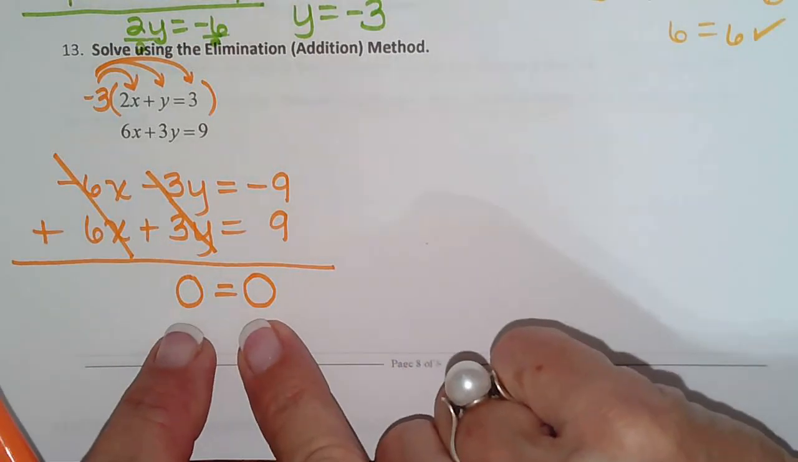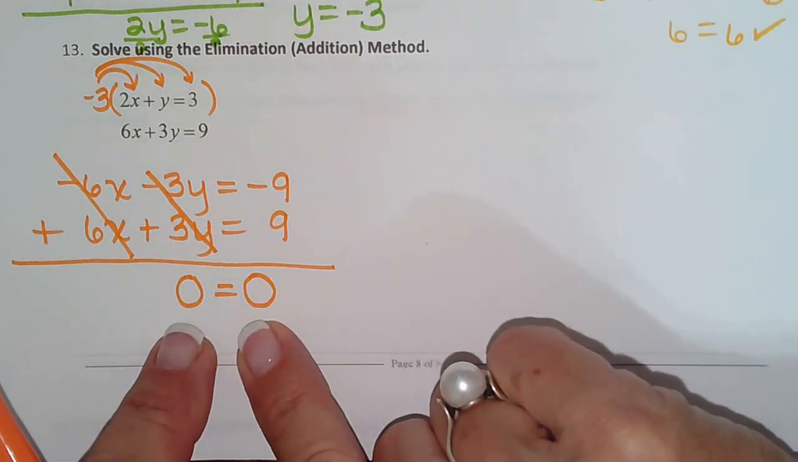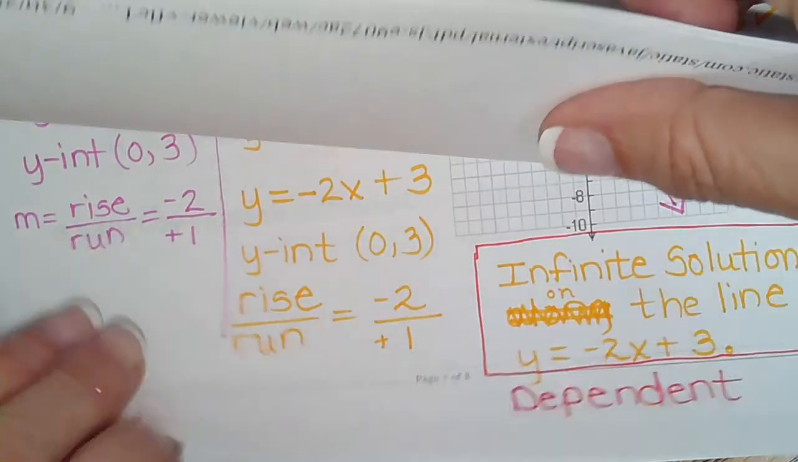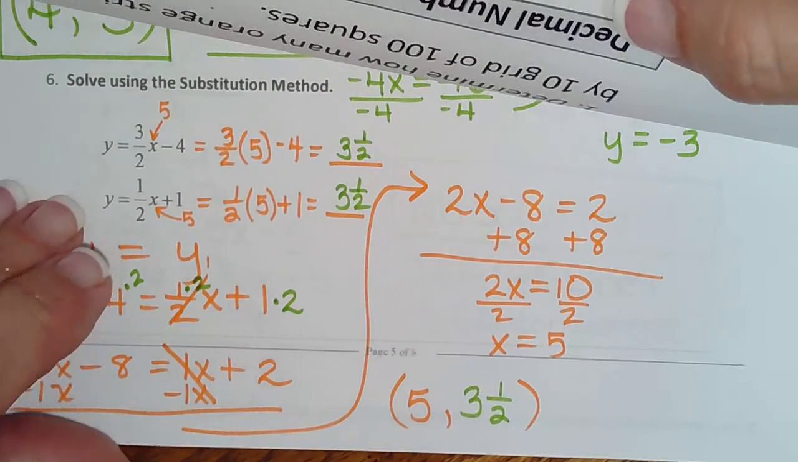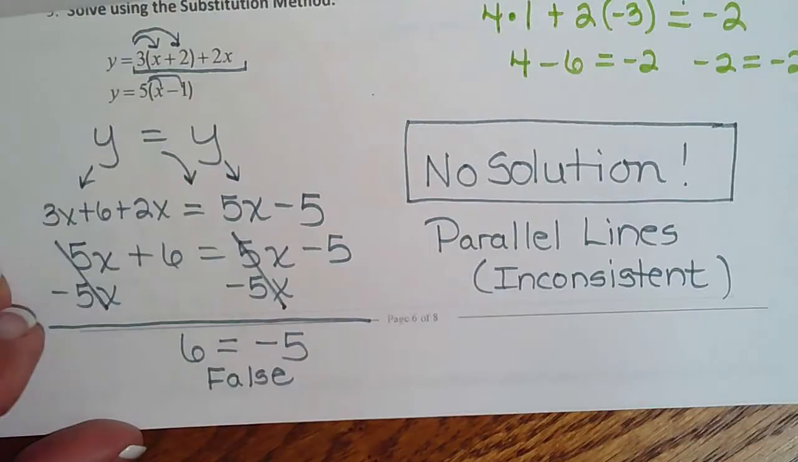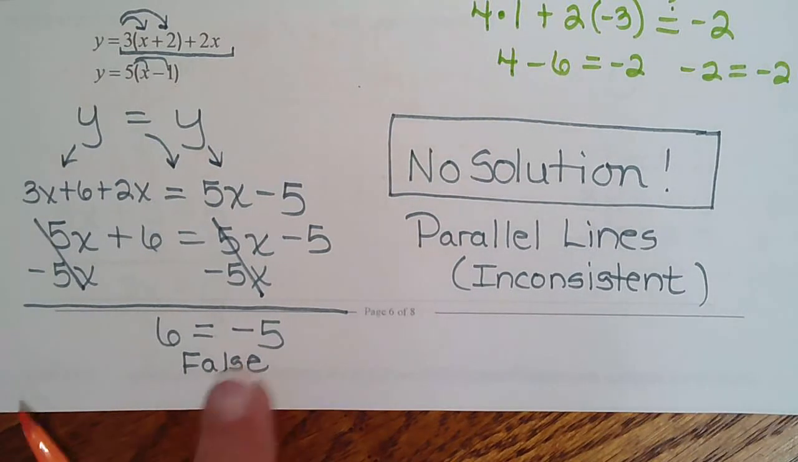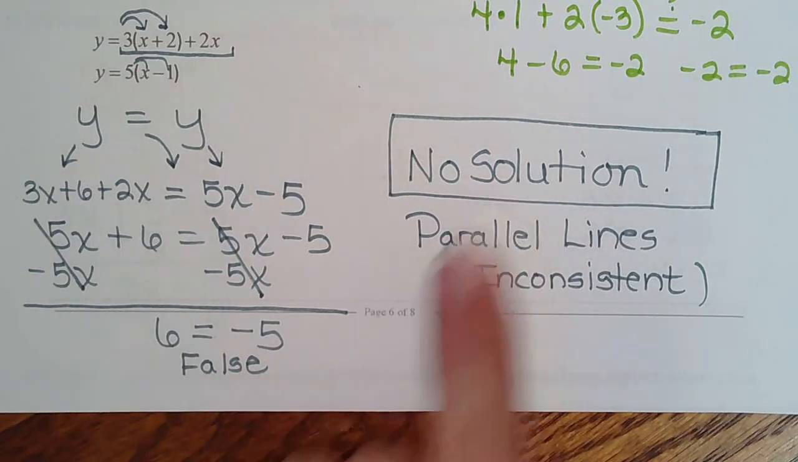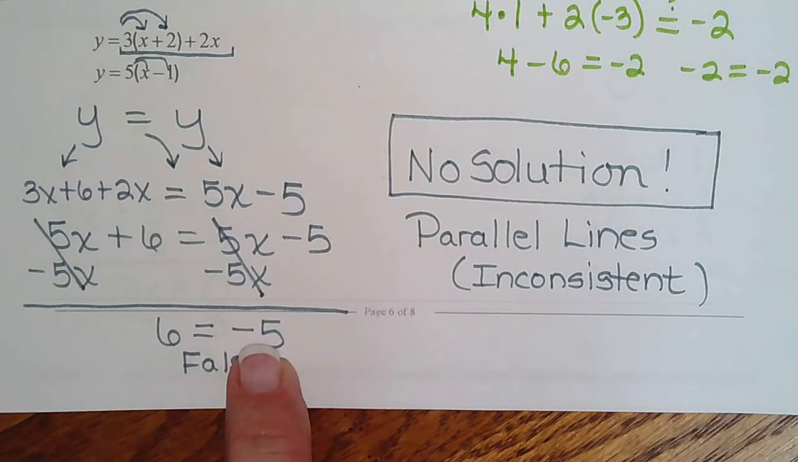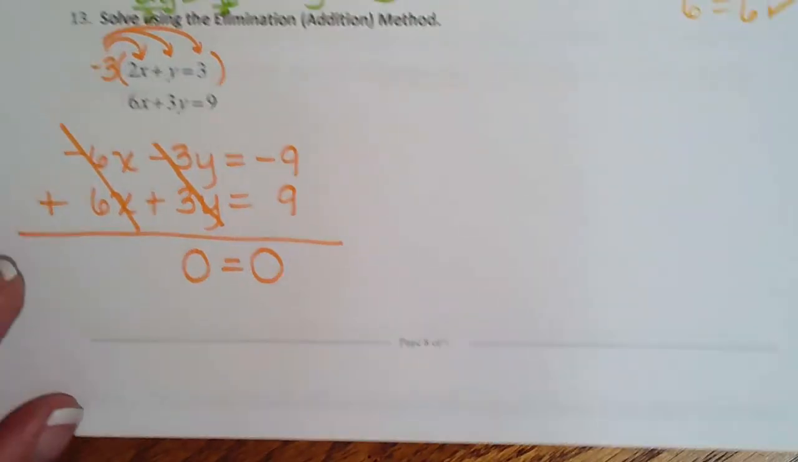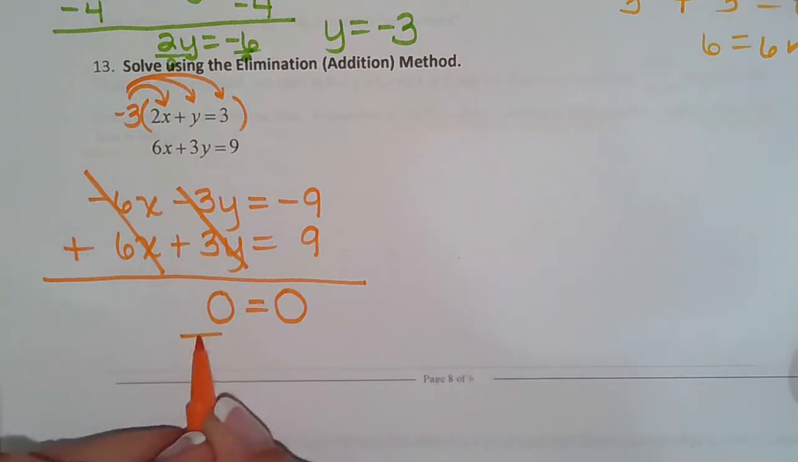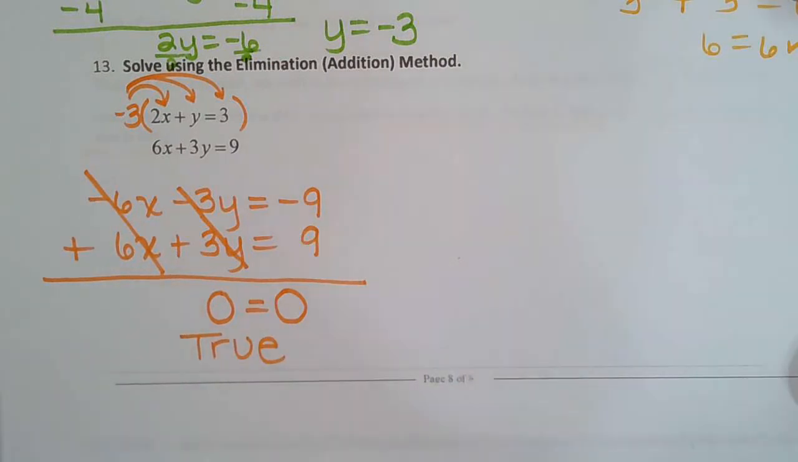We look at this line and say, is this a true statement or is this a false statement? A couple pages back, let's see if we can find it. We had this case. That was false. So we wrote no solution because 6 doesn't equal -5. But this is just the opposite. This is a true statement. So when it's true, it'll be just the opposite of no solution. It will be infinite solutions. So true means infinite solutions.